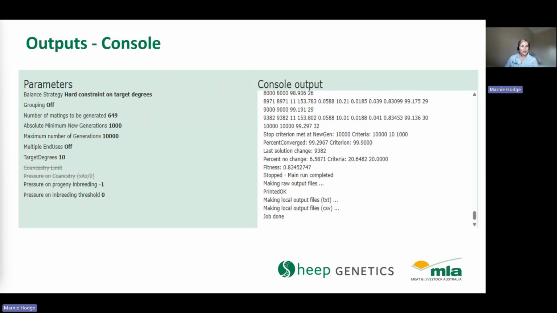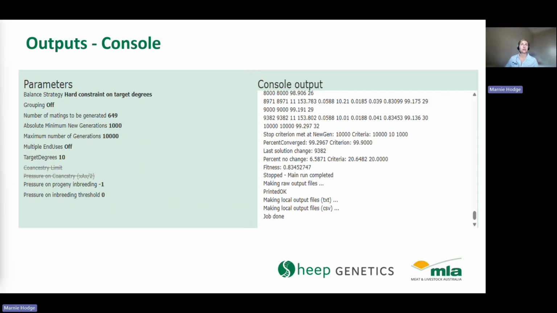In terms of other outputs, the console tells you, on the right-hand side of the screen, all of that text in the white box, that's the console output. It provides information as MateCell's running to tell you how MateCell has run. If MateCell's run successfully, we will get a job done line, right at the bottom of the console output. If MateCell hasn't run successfully, then it will tell you in this console output why.